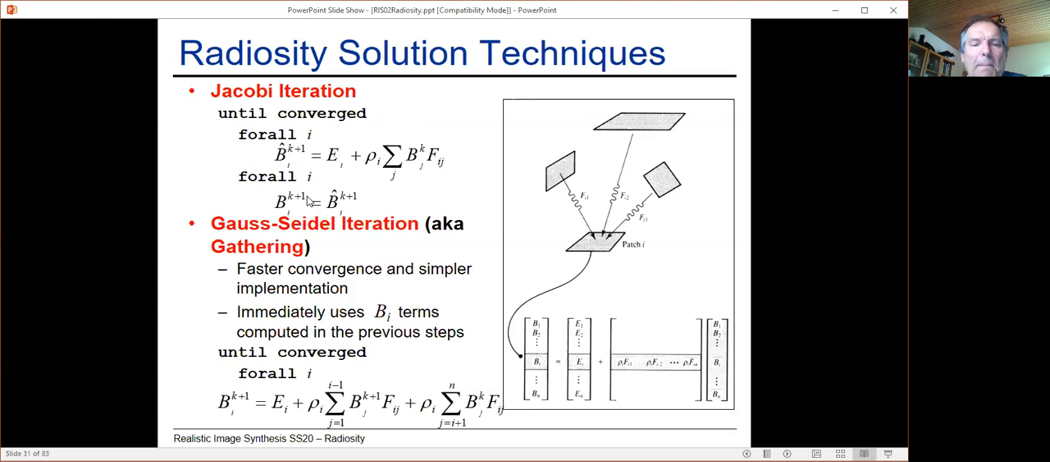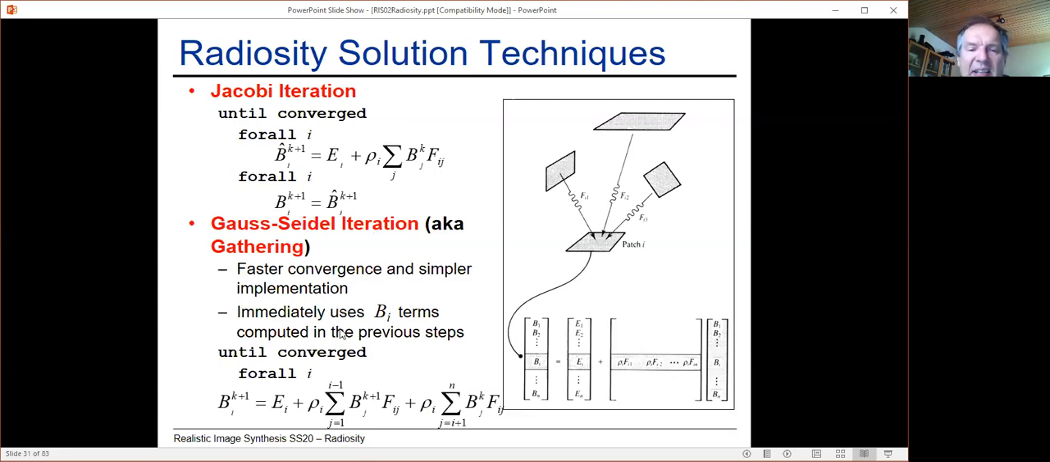That's a very clean solution because, as I mentioned, each iteration would mean one additional bounce of light. So this quite cleanly allows you to imagine how many bounces you allowed: if you did 5 iterations, you allowed light to bounce 5 times. And this is assured in this process. But it doesn't mean that this process is efficient. This is why we also have Gauss-Seidel iteration, also called gathering iteration, and it allows for faster convergence.